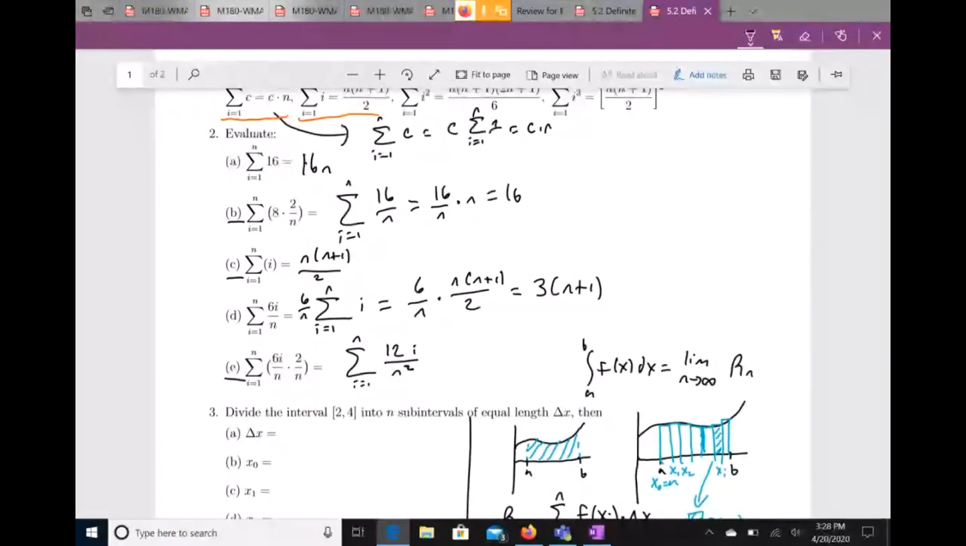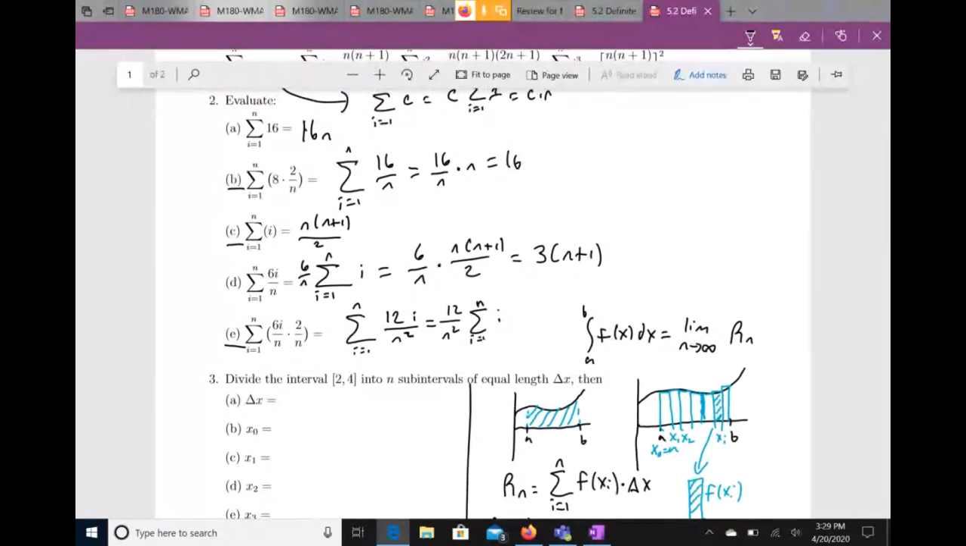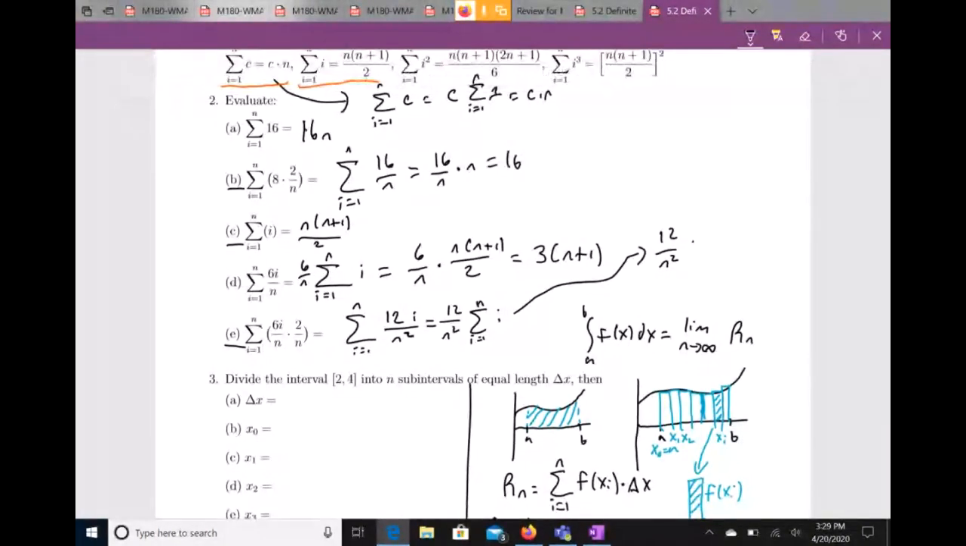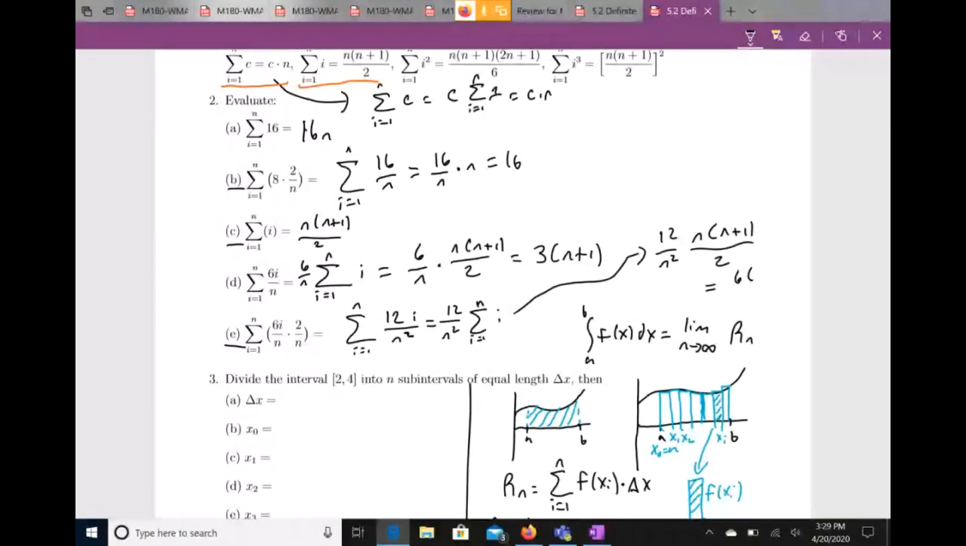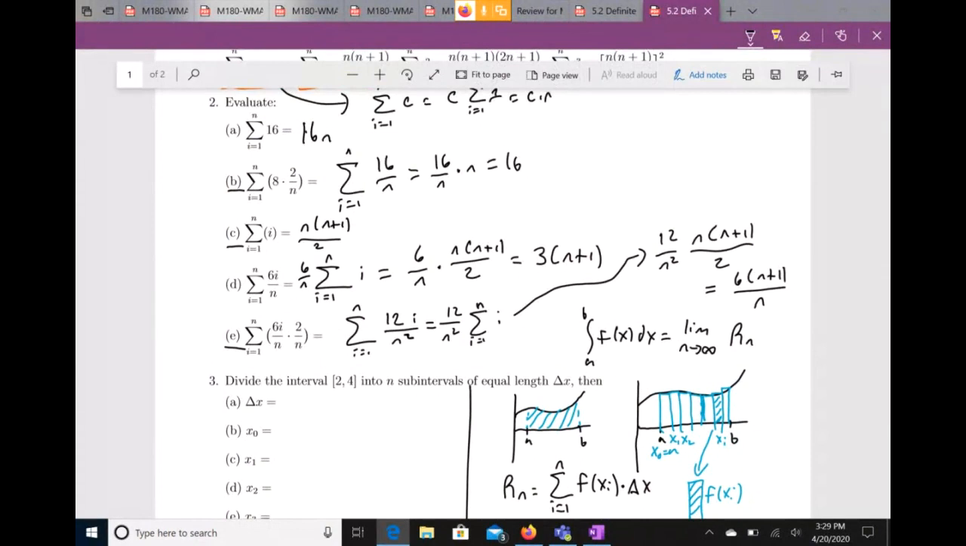All right, 12 over n squared is just a constant. So this just looks like 12 over n squared times the sum from i equals 1 to n of the term i. All right? So this summation now we just replace with n times n plus 1 over 2. Okay, so 12 over 2 gives me 6. One of the n's in the denominator cancels out with the n in the numerator, and we're left with the n plus 1 over n term.